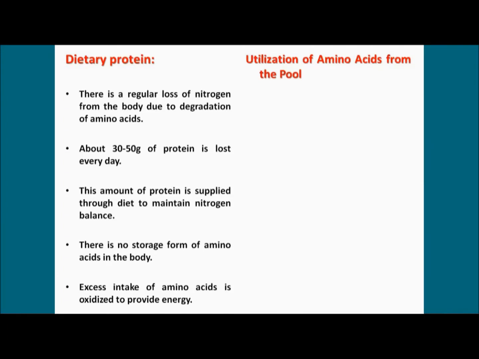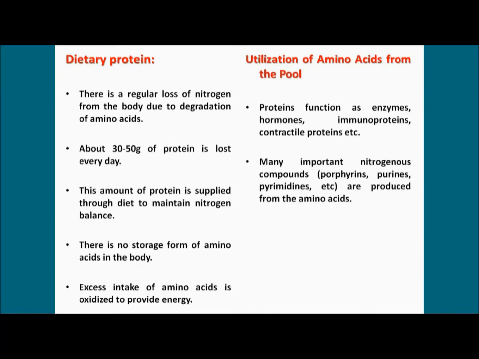Now the next thing is the utilization of amino acids from the pool. How are these amino acids going to be utilized, or what are their functions? Basically, proteins function as enzymes, hormones, immunoproteins, contractile proteins, etc. in your body. So where do these proteins come from? They come from the amino acid pool in your body, right?